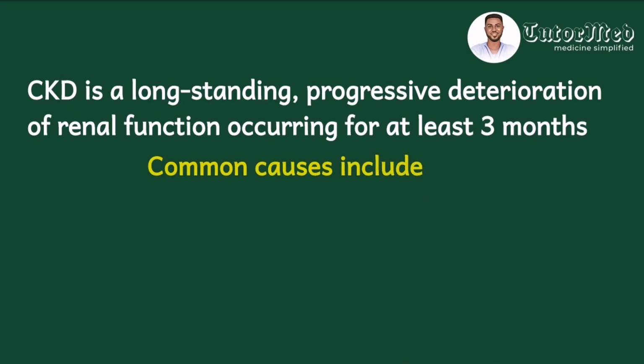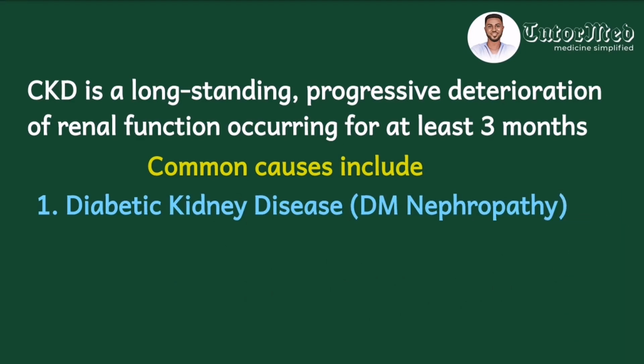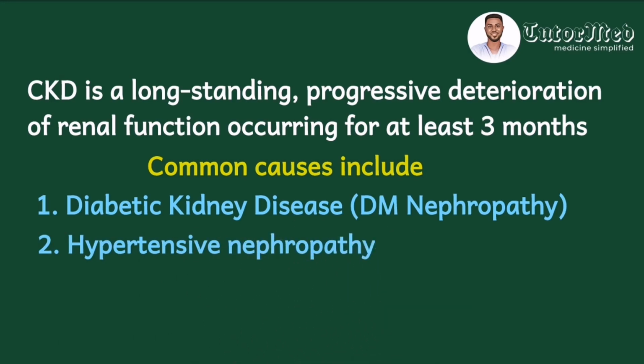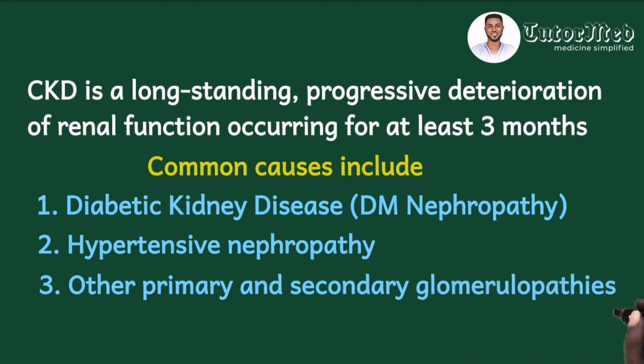Common causes include diabetic kidney disease, which is known as diabetic nephropathy. And so we have diabetes causing the kidney disease. And then the second common cause, we have hypertensive kidney disease, known as hypertensive nephropathy. And then we have other primary or secondary glomerulopathies, meaning disease of the glomerulus. But by far, the two most common causes of CKD are diabetic nephropathy and then hypertensive nephropathy.